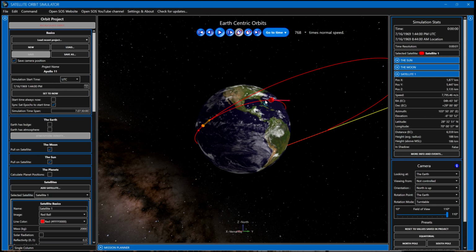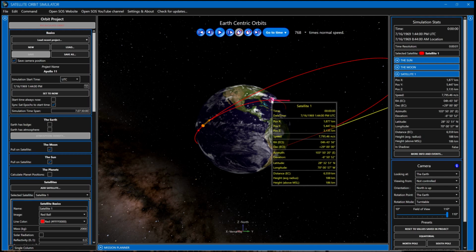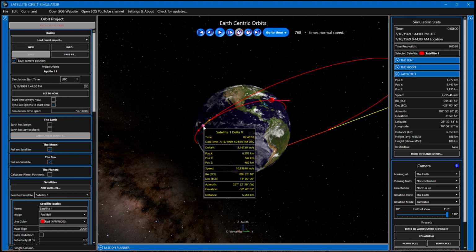As you can see, we assumed the parking orbit insertion occurred several hundred kilometers east of Cape Canaveral, Florida, at 1:44 p.m. Coordinated Universal Time. We used an orbit inclination equal to 29 degrees and 48 minutes. At 4:24 and 10 seconds p.m.